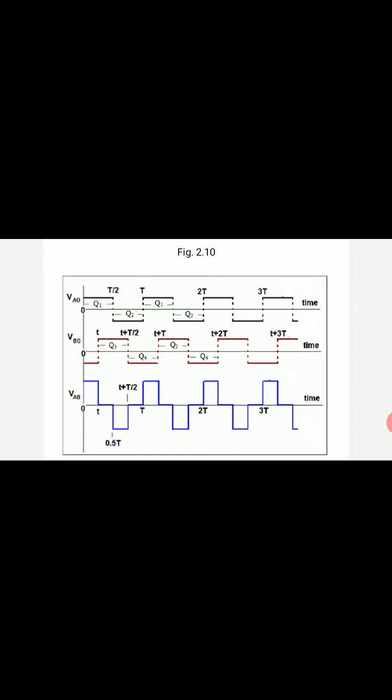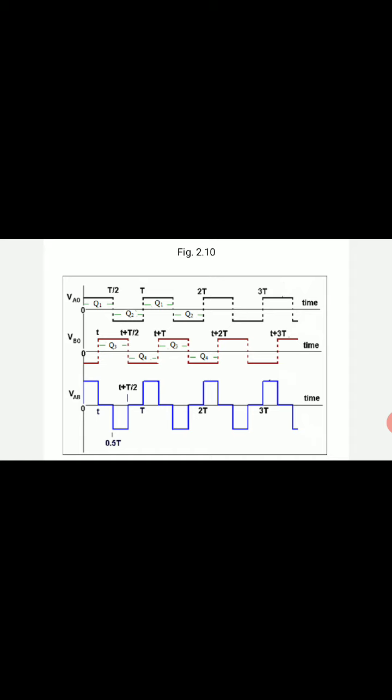Now if you see the second quadrant, that is small t to capital T by 2, you can see that switches Q1 and Q3 are on. The net voltage will be VDC by 2 minus VDC by 2, which is equal to 0. The output voltage will be 0.